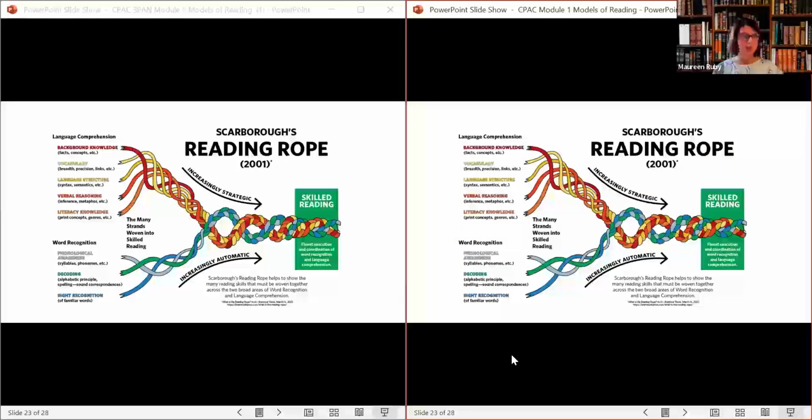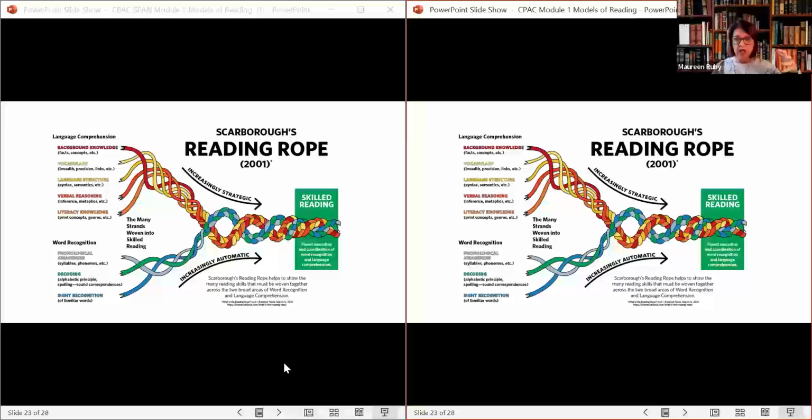So now Scarborough's reading rope really blows this up into a bigger picture where we can see the 2 strands of reading, the language comprehension strand on the top and the word recognition strand on the bottom. There's nothing different than what we've already been talking about. Background knowledge, vocabulary, language structure, verbal reasoning, and literacy knowledge all go into that language part of the rope. And then on the bottom with the decoding, we have phonological awareness, which has phonemes in it, decoding the alphabetic principle, and sight words or familiar words. So if you see what happens, each one of those strands needs to be addressed in instruction.